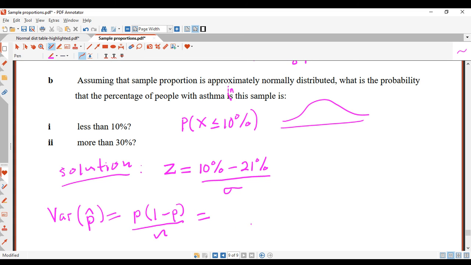success, if you like, is going to be 0.21 there. And the mean is that as well. So you're going to get 0.21 times by 0.79 divided by your sample size. Now your sample size is 89. Okay, and that is going to be, when you work it out on a calculator, 0.04317.